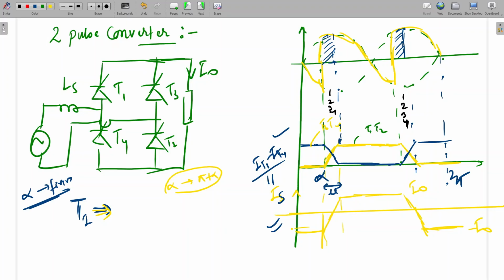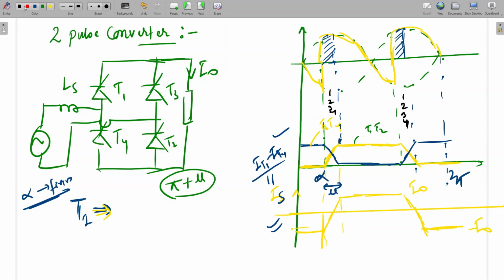Pi, that is 180 degrees, without overlapping. In the ideal case, it will conduct from alpha to pi plus alpha. But see here, it is starting at alpha and going to pi plus mu.